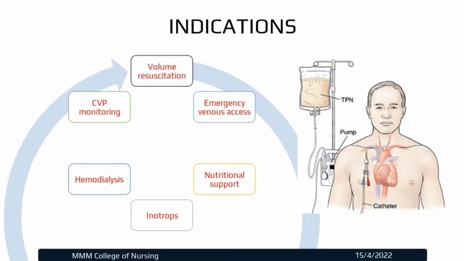Next one is inotropes. Critically ill patients need support of inotropes, which cannot be given through a peripheral line, and hence in such cases a central venous catheter is indicated. Hemodialysis is to connect a person with renal failure to a hemodialysis machine that clears the body of waste and extra fluids. And the other indication is central venous pressure monitoring.